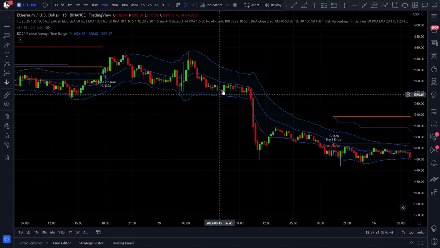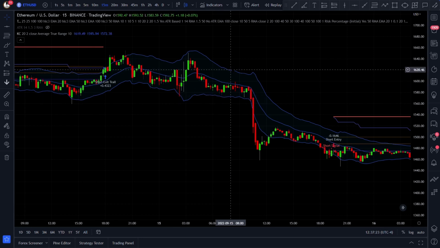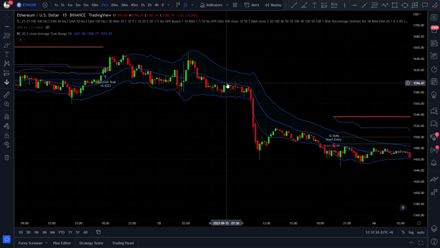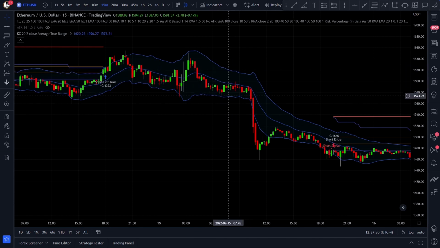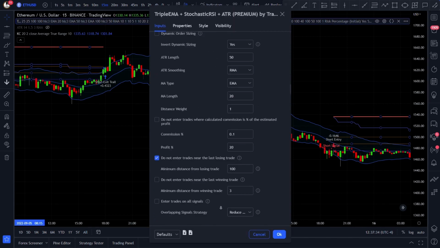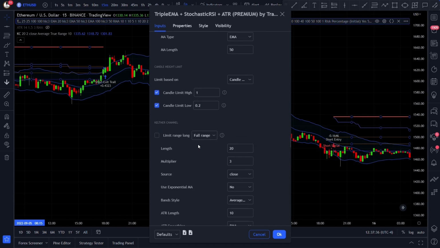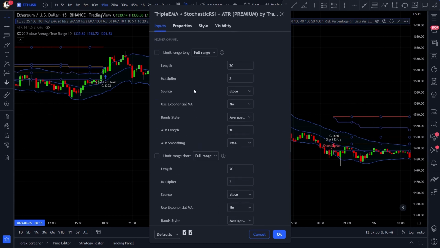The area between the upper and the lower line is the full range. Between the upper and the middle line, we have the upper half range, and between the middle and the lower line, we have the lower half range. With the script's Keltner channel filter, you can limit in which range you allow trades. Let's take a look. You can choose to limit only long positions, only shorts, or both. If you tick the limit range function and leave the limit range short unticked, only long trades will be limited. For example, I set the limit range long to full range.